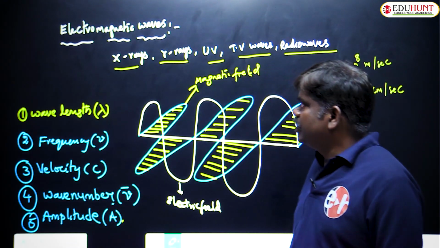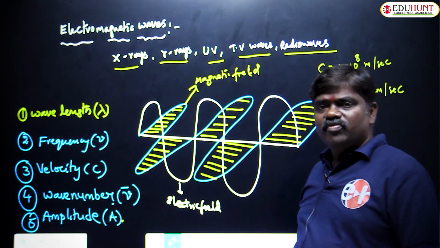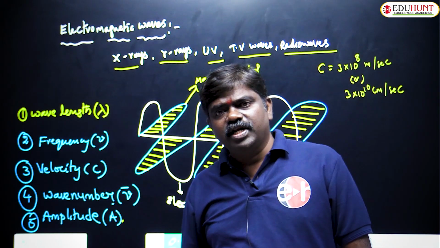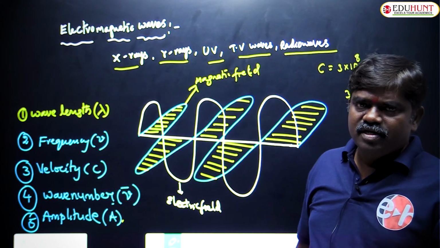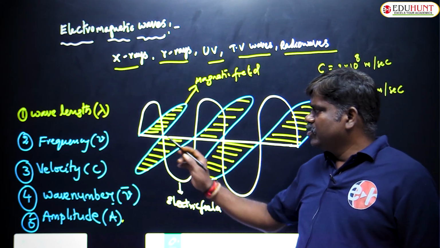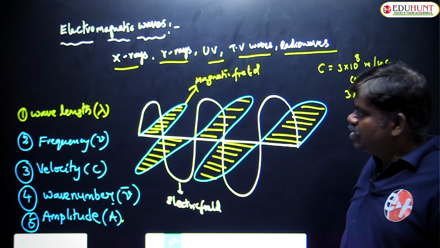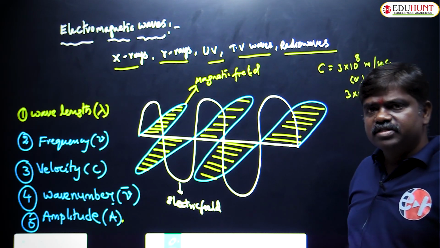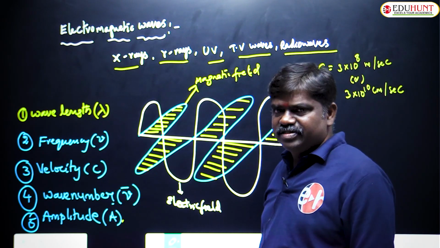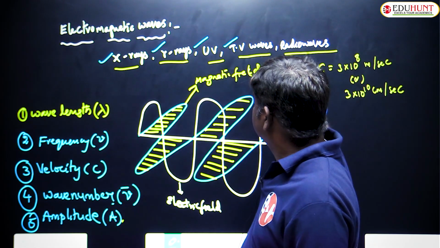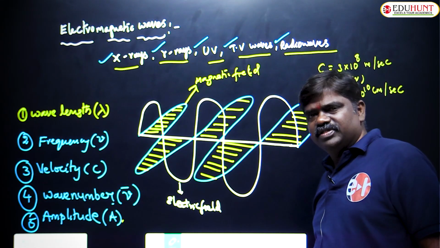See, electromagnetic waves. Electromagnetic waves means the waves which have both electric field and magnetic field, both propagating perpendicular to each other. The waves formed by both electric field and magnetic field are known as electromagnetic radiations. Examples for electromagnetic radiations: X-rays, gamma rays, UV rays, TV rays and radio waves.